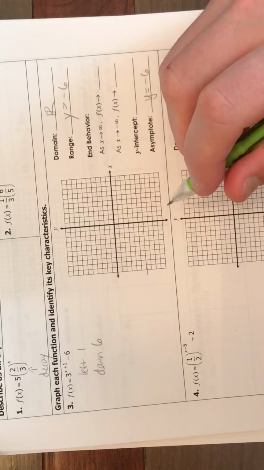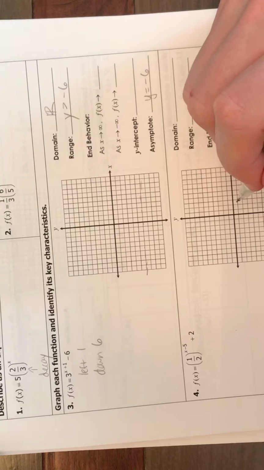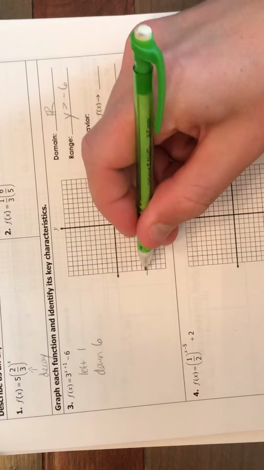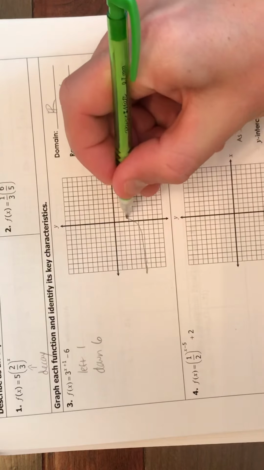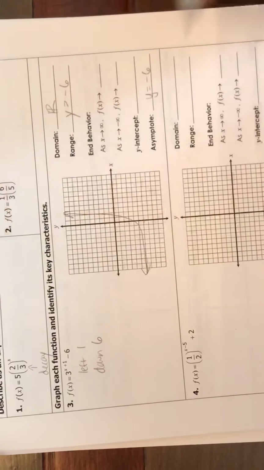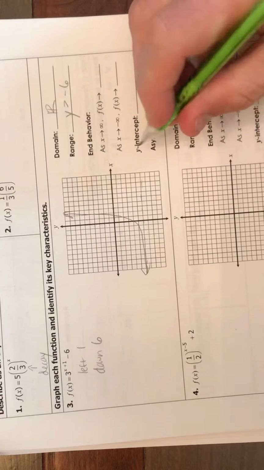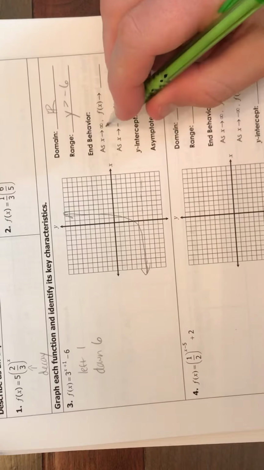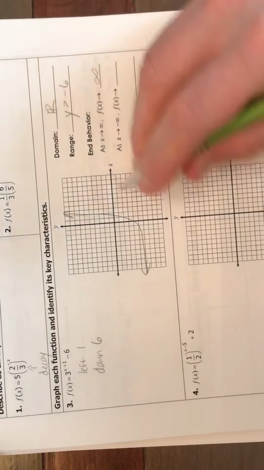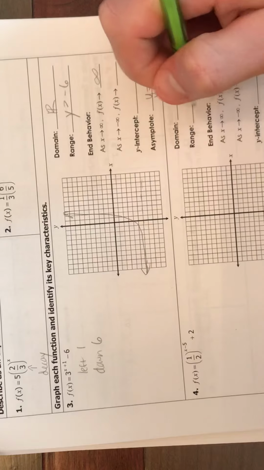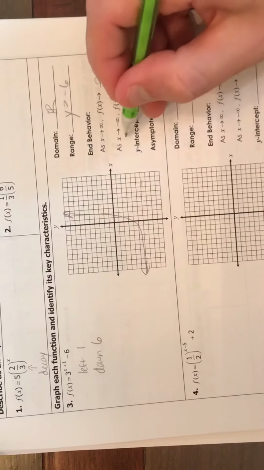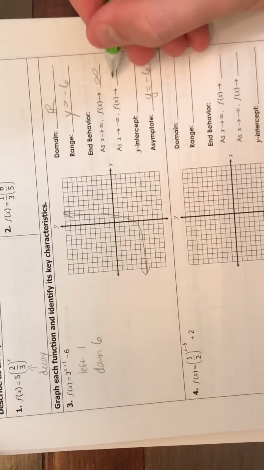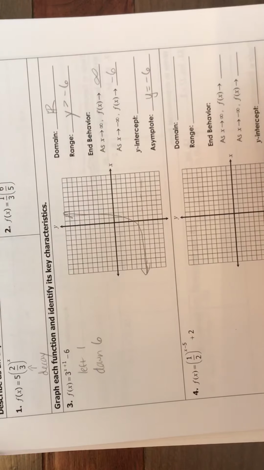If you graph this in your graphing calculator, you'll notice it looks something like this right here. As we go to the right, as x goes towards infinity, our y value is going up. So I'm going to put infinity for that as well. As we go to the left, as x approaches negative infinity, we're getting closer and closer to -6.